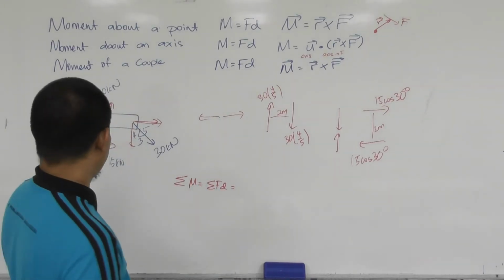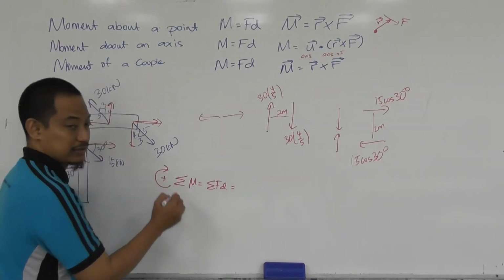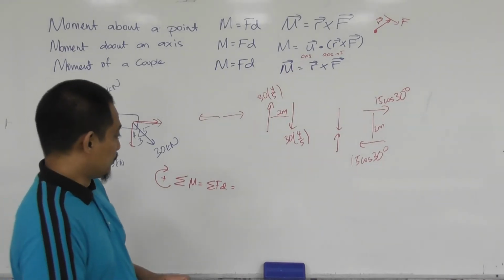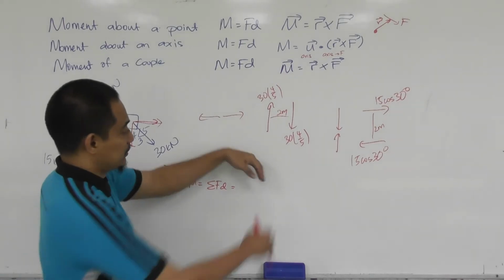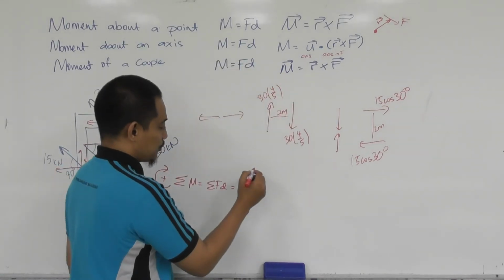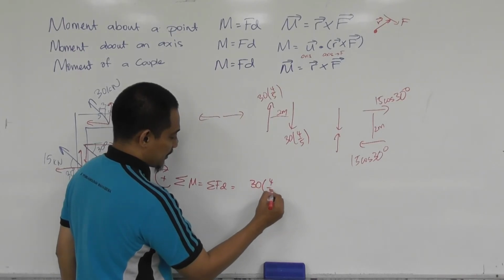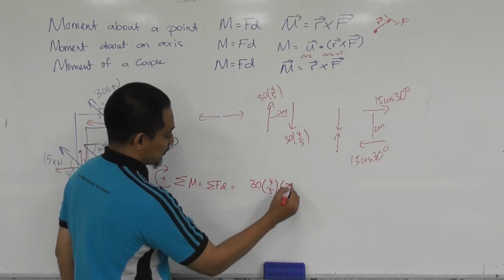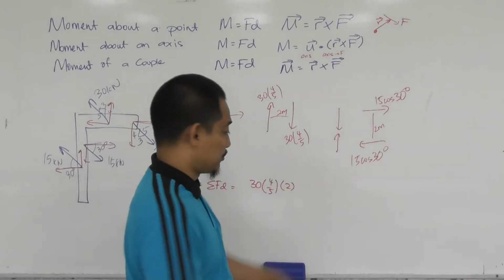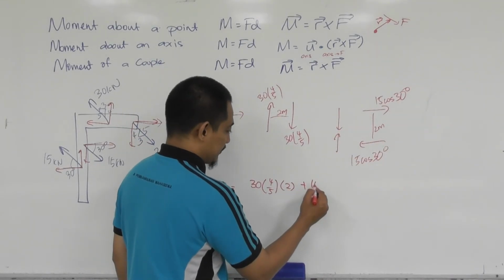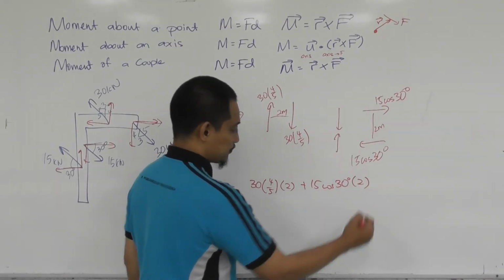And if you take clockwise as positive, let's take clockwise as positive. So in this case, this is 0. Right? This one will be clockwise, right? As you can see, clockwise. So force times distance, so 34/5 times the distance of 2 meters. This one doesn't produce any moment. This one is still clockwise also, so plus 15 cos 30 with the distance of 2.